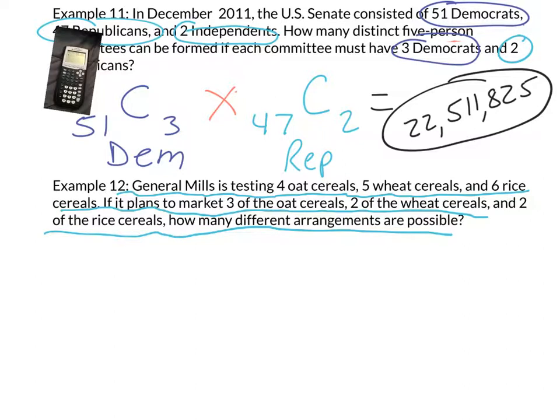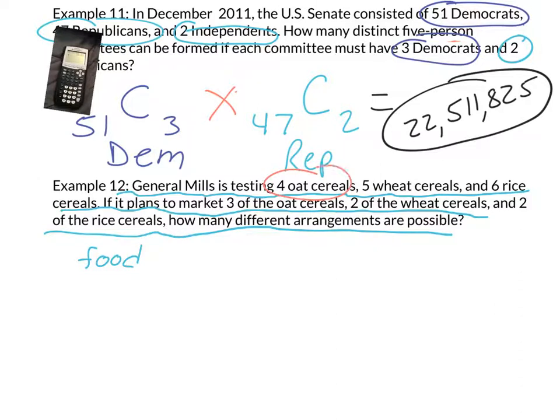We said usually with food, when you're just selecting a few out of the whole, it's going to be a combination. If we think about it, that's going to be true here as well. If I choose the Rice Krispies first or second, who cares the order I choose it in? It's all going to be marketed together as part of the same campaign. So it's going to be NCR, and we'll multiply, and we're going to keep like with like, just like with example 11. So let's start with the oat cereals.